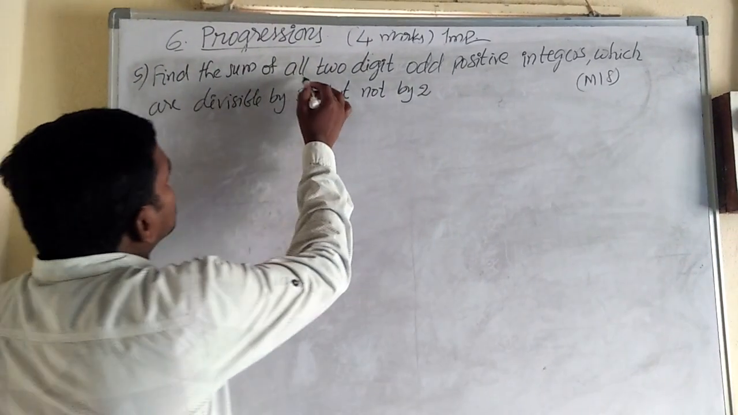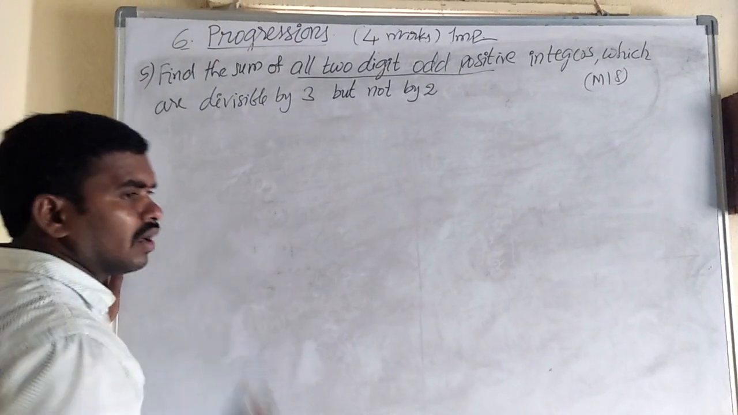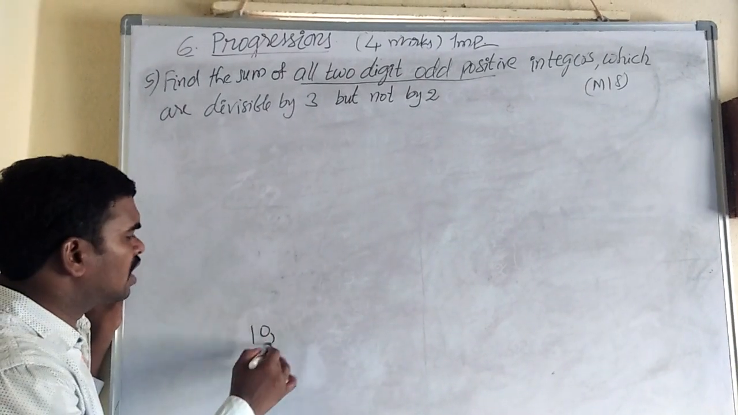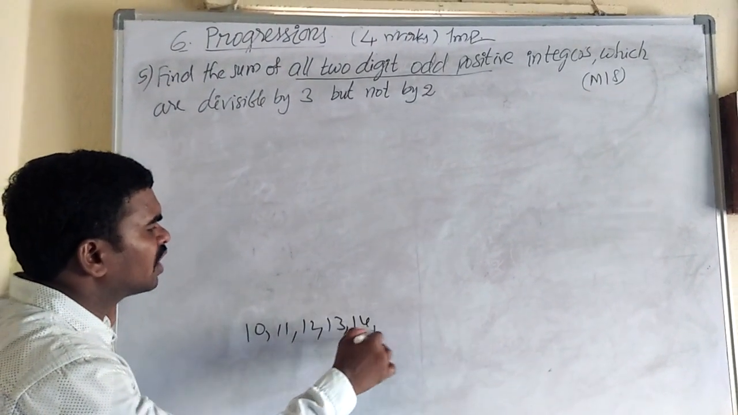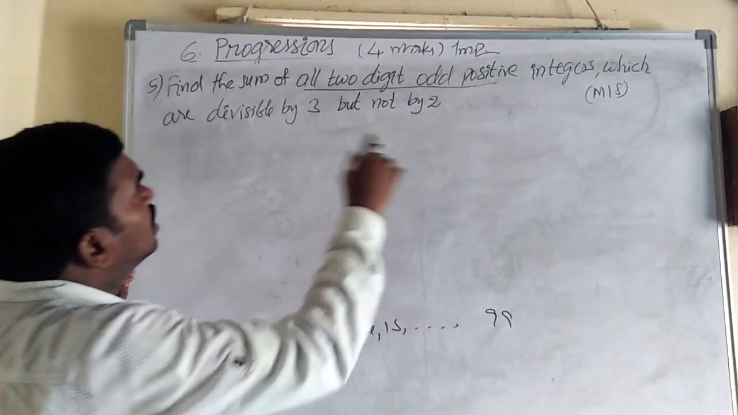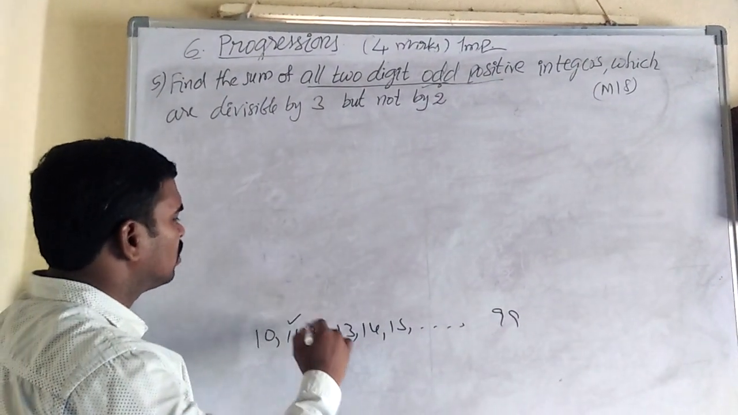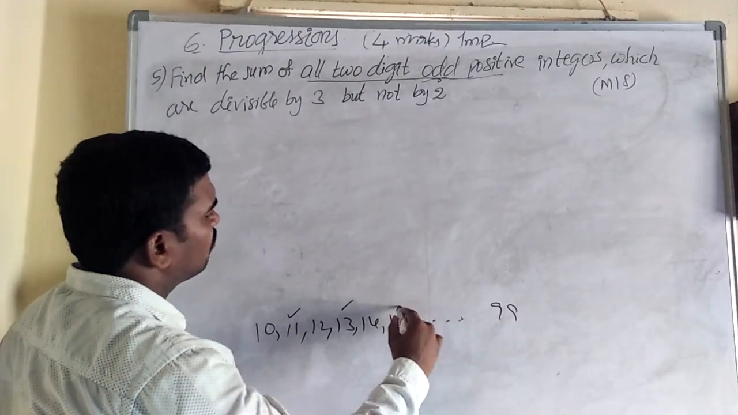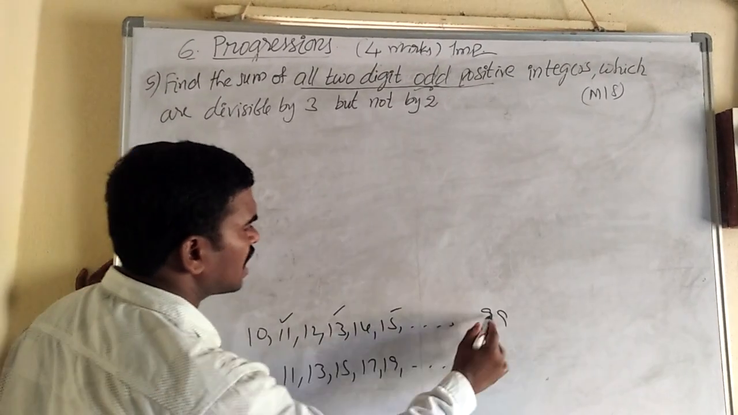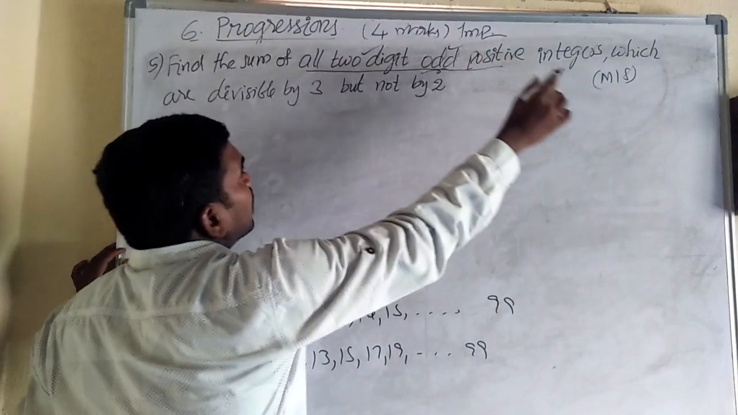What is that? The sum of all 2-digit odd positive integers. What are 2-digit numbers? 10, 11, 12, 13, 14, 15, and so on, up to 99. In that, mention the odd positive integers. What are odd? 11, 13, 15, 17, 19, and so on. 99 is also odd.